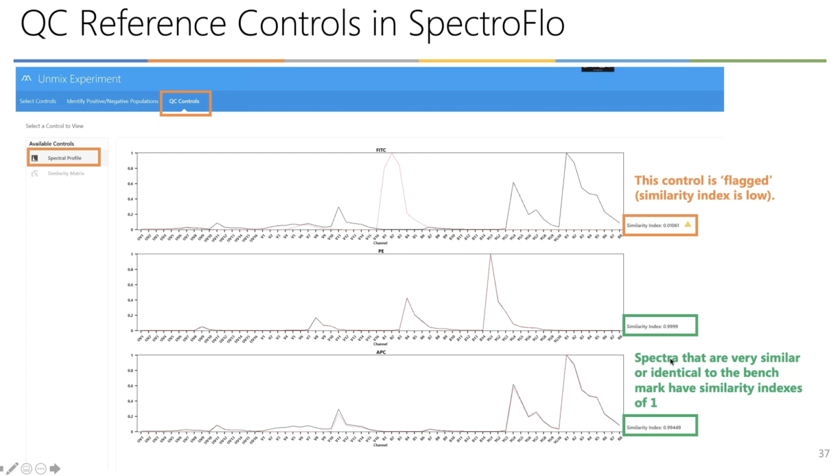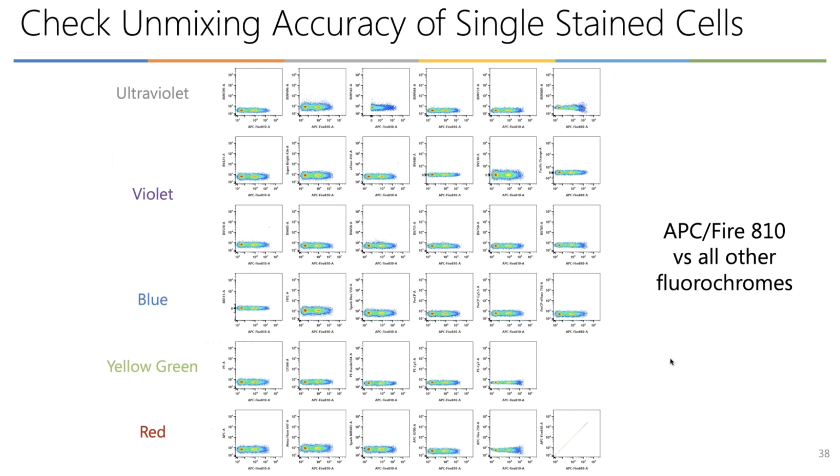So we have tools in the software to allow you to QC your controls, and by learning your signatures and understanding how to interpret them, you will be able to QC your controls. We always check that the unmixing is accurate, as you would in a conventional cytometer. Please check that your compensation is accurate, and if it's not, the question is why your controls are not giving you enough accuracy.